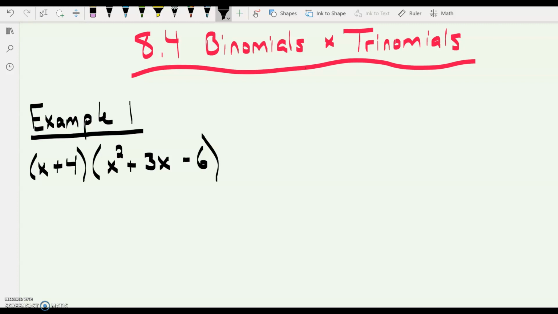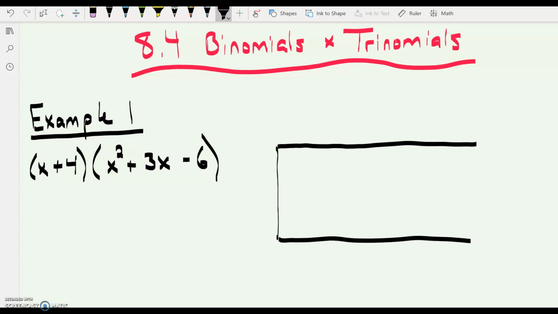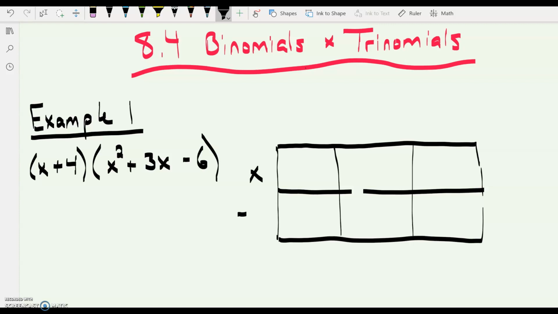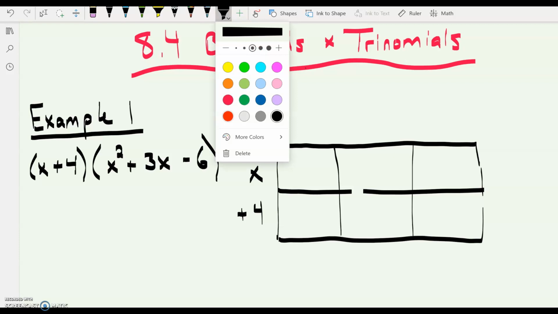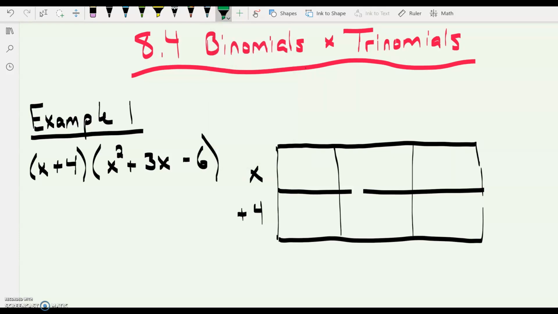And so what we'll do to attack this binomial times trinomial is we will set up our area model. In this case, we would create a 2 by 3. That is a binomial times a trinomial. I'm going to put my binomial here, it's going to be x plus 4. And then my trinomial, I'm going to put that in green. That's going to be x squared plus 3x minus 6.